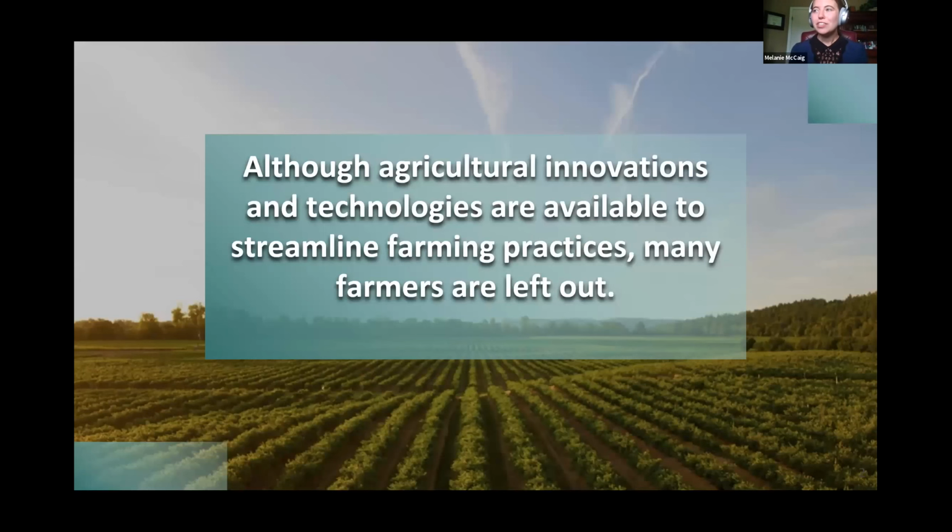So, automation on the farm can improve well-being through increased time, efficiency, and animal and crop health. Specifically, robotics and sensing technologies can increase production, reduce costs, and improve product quality. Although agricultural innovations and technologies are available to streamline farming practices, many farmers are left out. These technologies often evade older farmers due to the lack of financial resources, literacy, and technological skills.